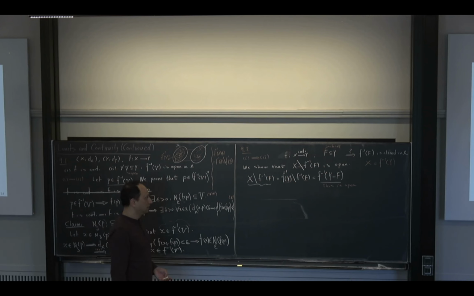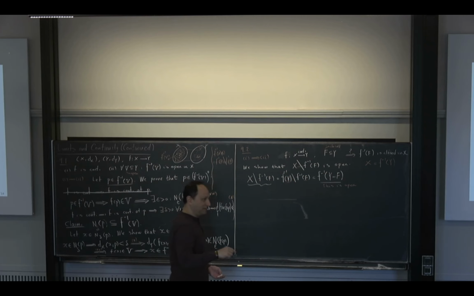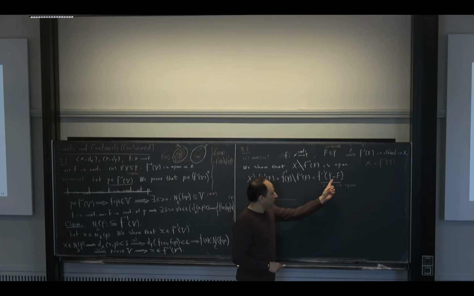Because f is closed. If we remove a closed set, so y minus f is open. Yeah. And why is the whole thing open now? Why?